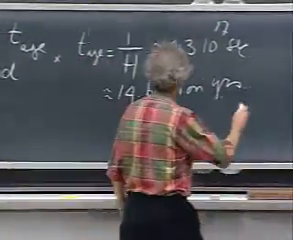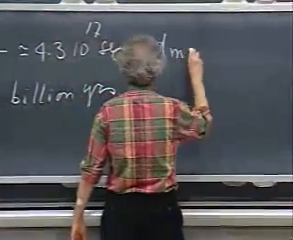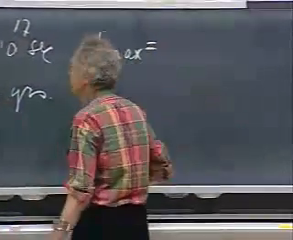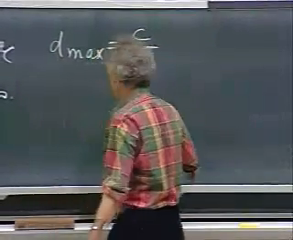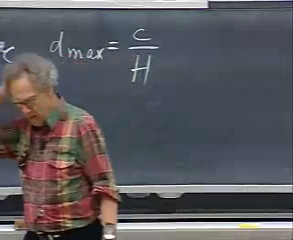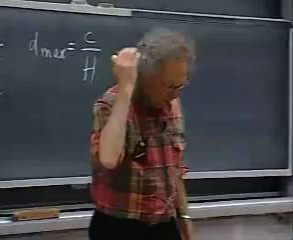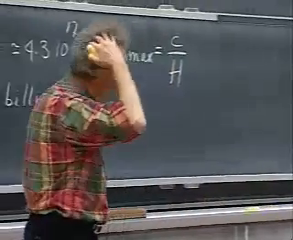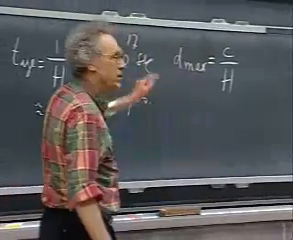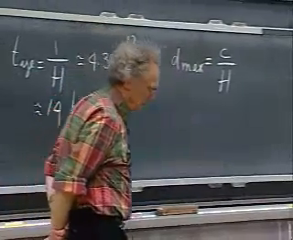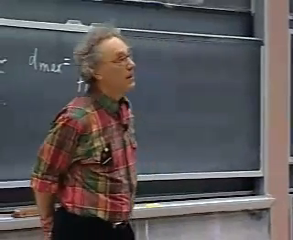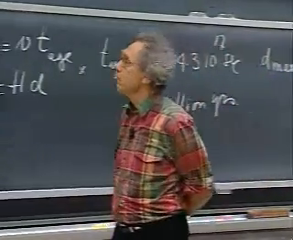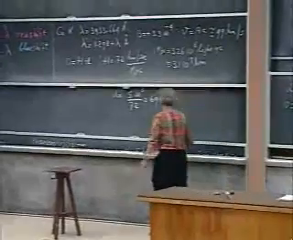And so you would find then that the d max is c divided by h. And that is a distance. And you will find then, no surprise, if you use the model number, that that distance is 14 billion light years. We can never see beyond that, because if v equals c, then beta becomes 1.